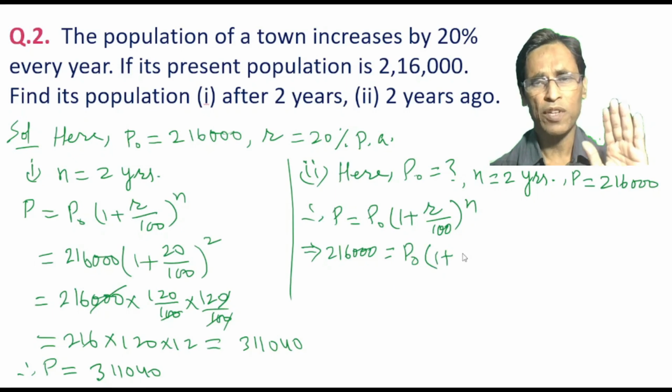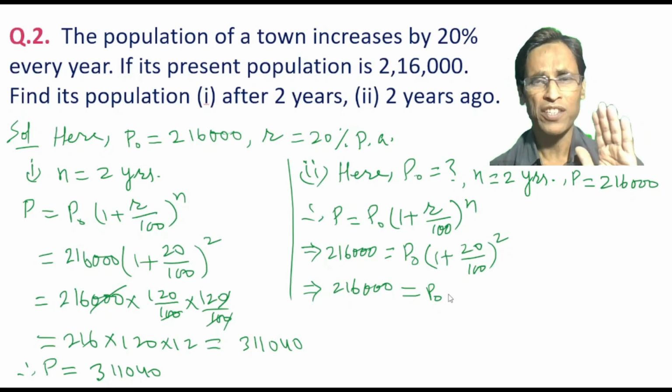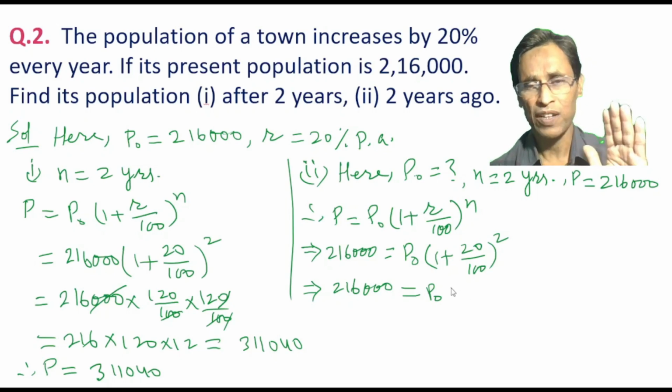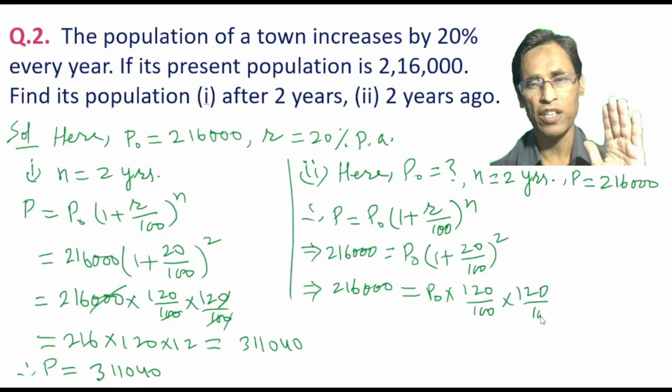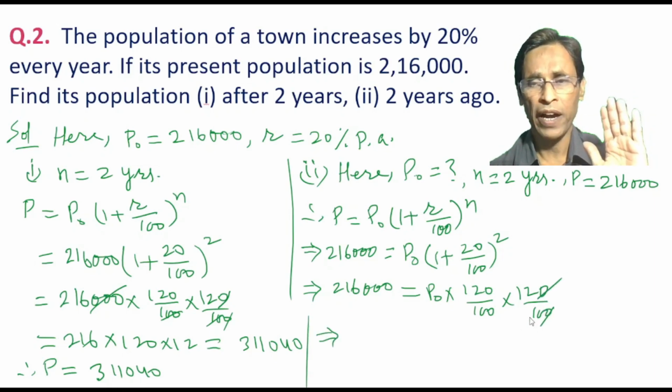Then P naught times 1 plus R, R is still 20, and so 20 by 100 once again is 2, so 2,16,000 equal to P naught times 1 plus 20 by 100, which means 120 by 100. And since there is power 2, so 120 by 100 square. That means 120 by 100 into 120 by 100. This 0 can be cancelled by this 0 and this 0 can be cancelled by this 0.